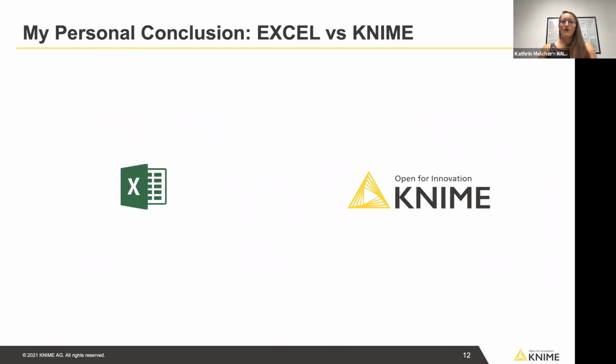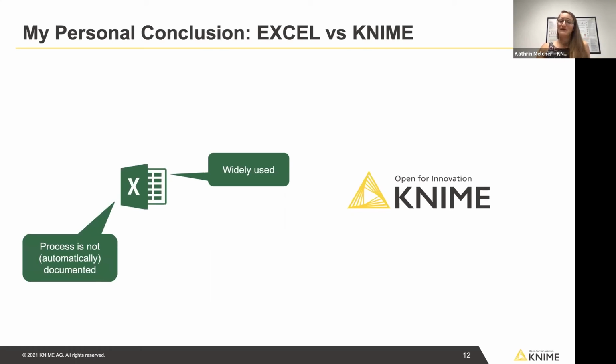What is now my personal conclusion if I think about Excel versus Knime? If I think about Excel, then I think about a tool that is widely used and a lot of people know how to use it, which is definitely something that is good. And there are definitely things that are good to do with Excel. But if I think about processes that I have in Excel, then I see the problem that processes are actually not automatically documented in Excel. And therefore, it's hard to reuse our Excel sheets.